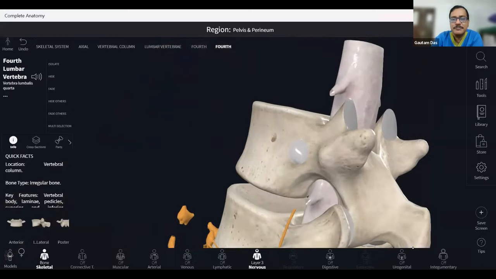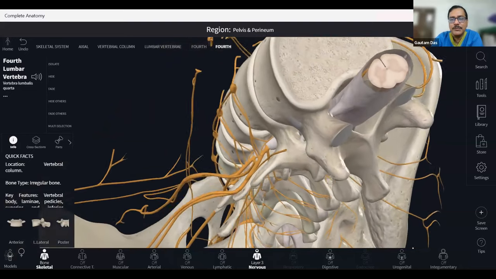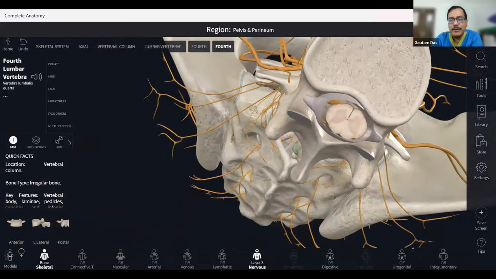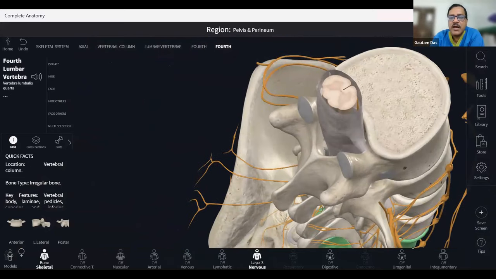Sir, which is better, transforaminal block or epidural steroid? Transforaminal is also an epidural. When you are going through the transforamen, what is your target? Yes, we are also going into the epidural space. So basically, okay, let me show you the 3D anatomy again. So epidural space is the space around the, let me start the annotation again.